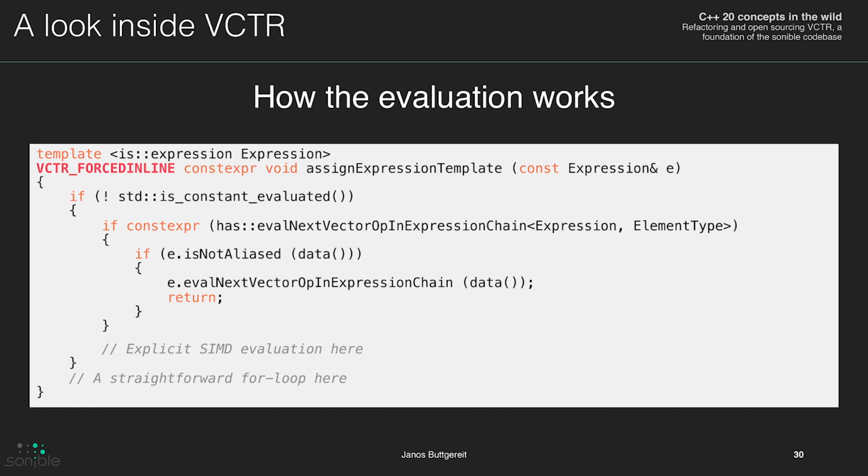And another interesting thing to mention here is that you see I put this has eval next vector op in expression chain concept into an if constexpr statement. So as you might know, if constexpr expects us to pass in a bool constant again. So we cannot only take bool constants and apply them as requirements for concepts, but we can also convert concepts back to bool constants in a constant evaluated context, which is quite handy and makes a lot of code quite nice.